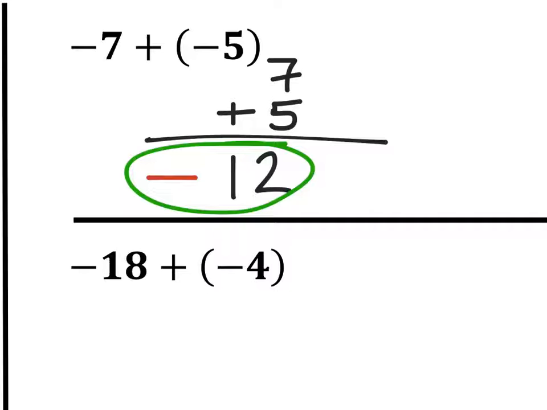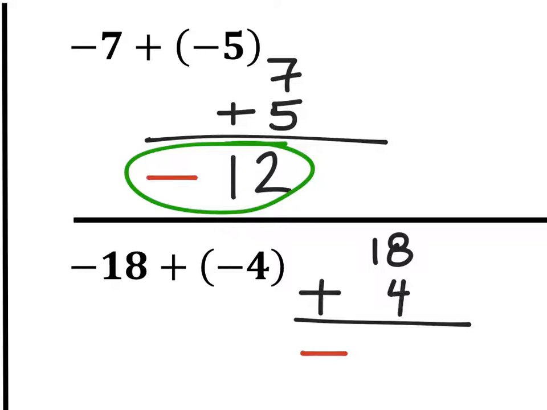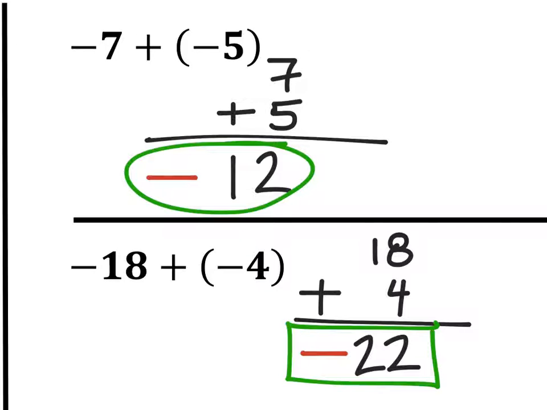Again, negative 18, negative 4, they have the same sign, so whatever the total is, it's going to be a negative value. And I can add those together. 18 and 4, bam, 22. So the final answer on this one, negative 22.